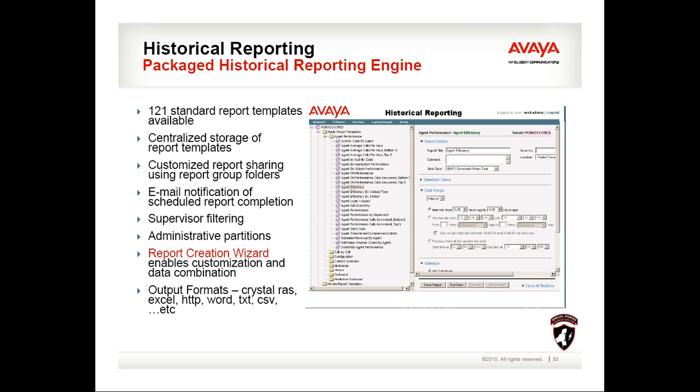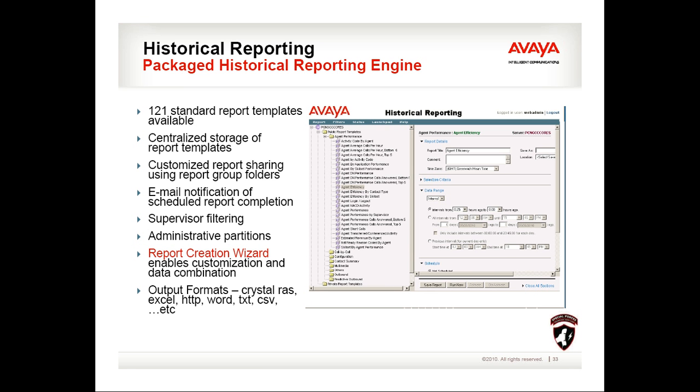Historical reporting, I mentioned being able to do historical reports. Today, if you're doing historical reports, again, probably in a separate reporting type of server engine environment, you're looking at 121 standard report templates available. So most contact center environments fall within that 121. There are contact centers that do a lot of custom reports, and I'll show you about creating those in the creation wizard. It's very simple, kind of much like the SCE.